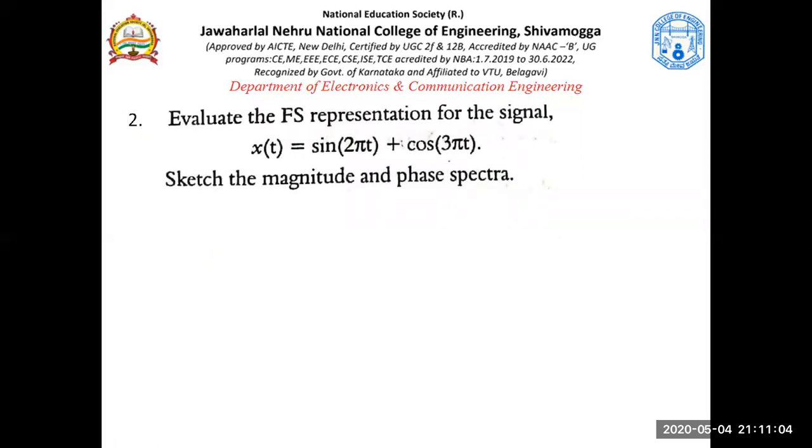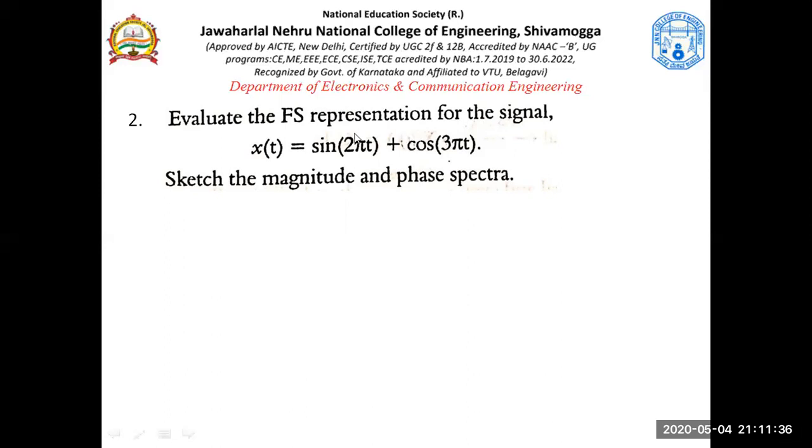Evaluate the Fourier series representation for the signal. Sketch magnitude and phase spectra. How is this problem different from the first problem? In the first problem, only sine omega naught t was given. There was just one sinusoidal. But here, this x of t is the sum of sinusoidals. The first sinusoidal has its own angular frequency, and the second sinusoidal has also got its own angular frequency.